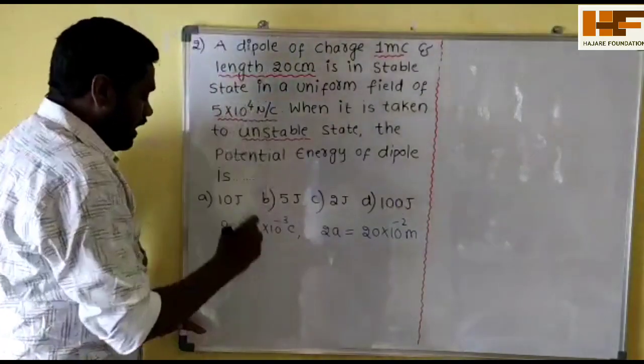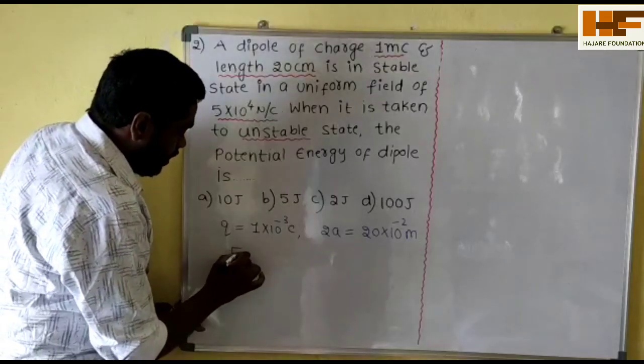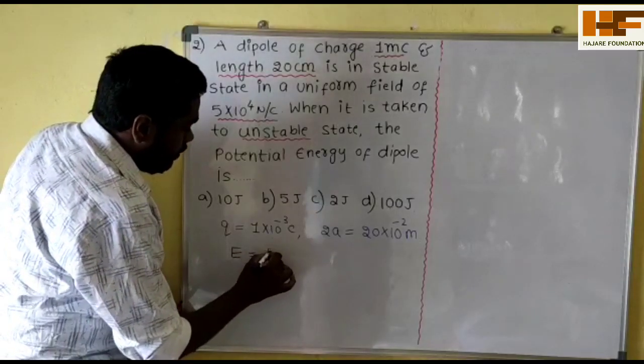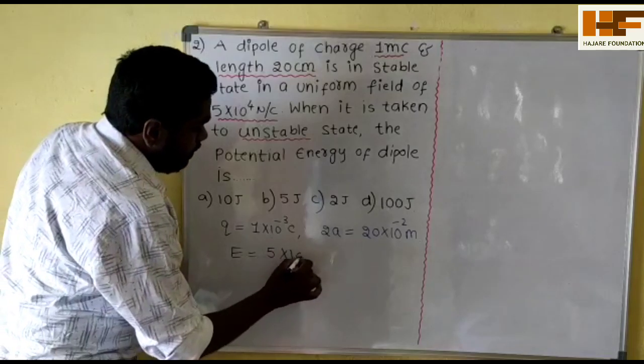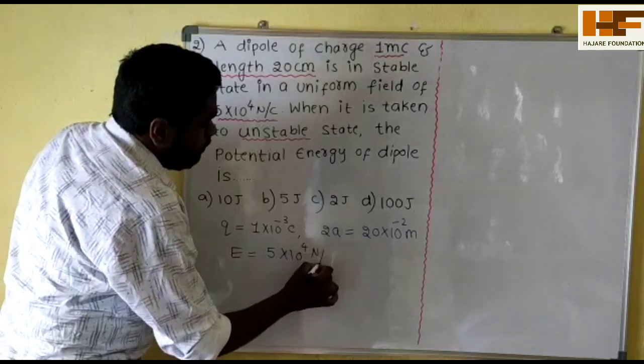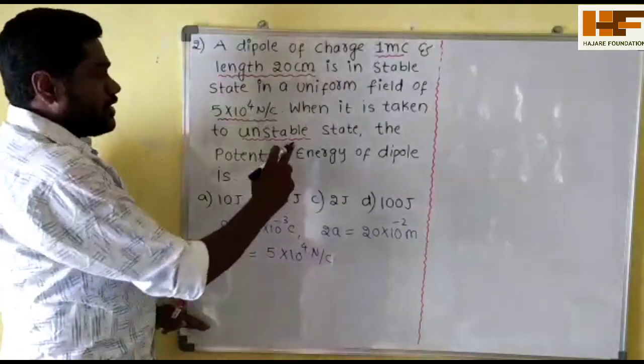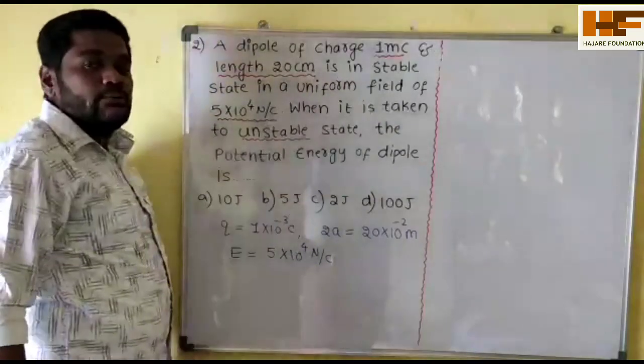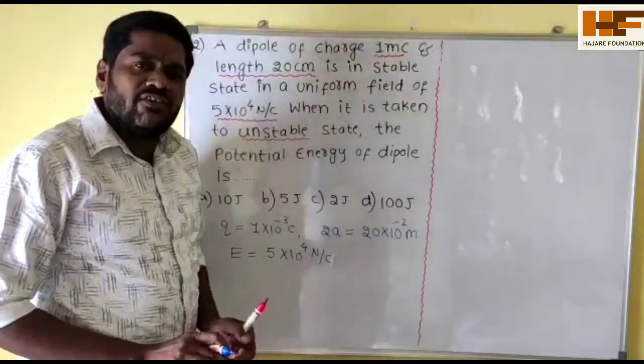Next, what have they given? Electric field value. E is equal to, they have given 5 into 10 power 4 Newton per Coulomb. Next question is: when it is taken to the unstable state, what is the meaning of unstable state?